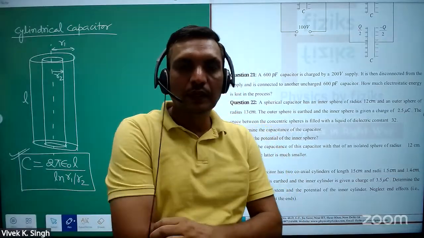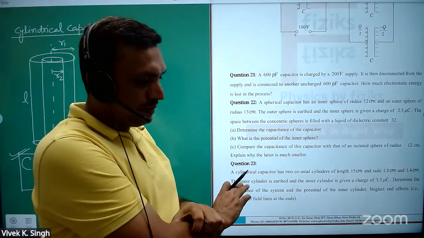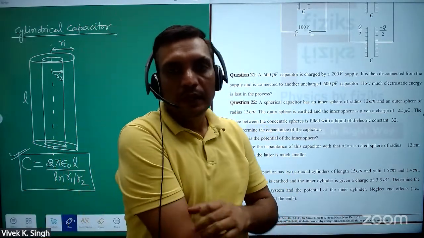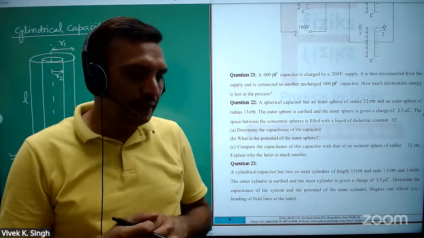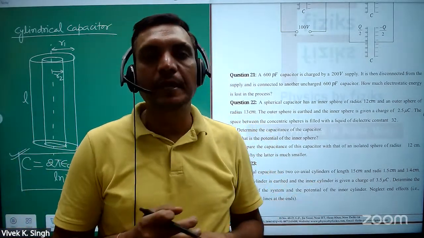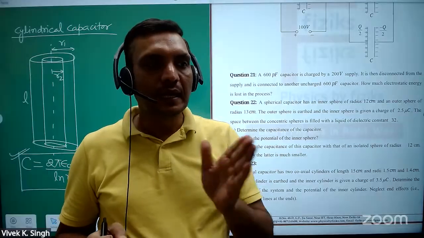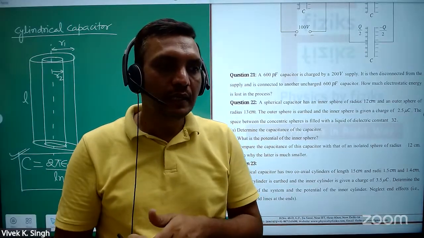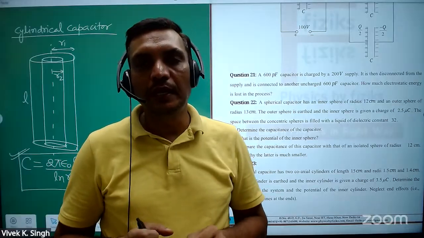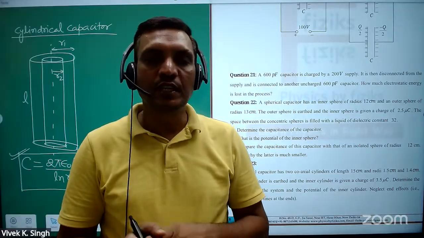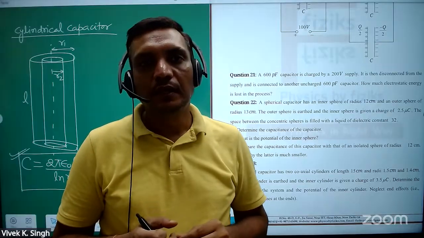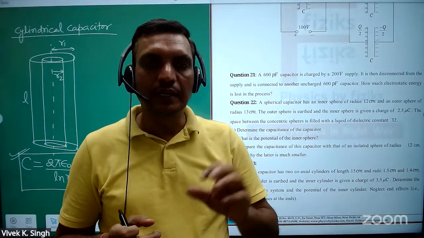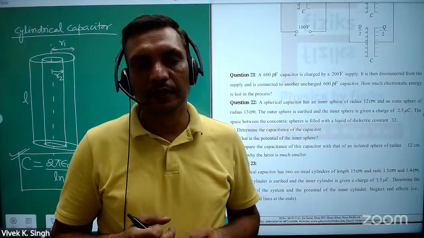So that will complete the second chapter. Now in next session, we will talk about the third chapter, that is current electricity. So we will take a summary of current electricity, and then we will discuss some questions based on other topics that are related with current electricity. Clear?